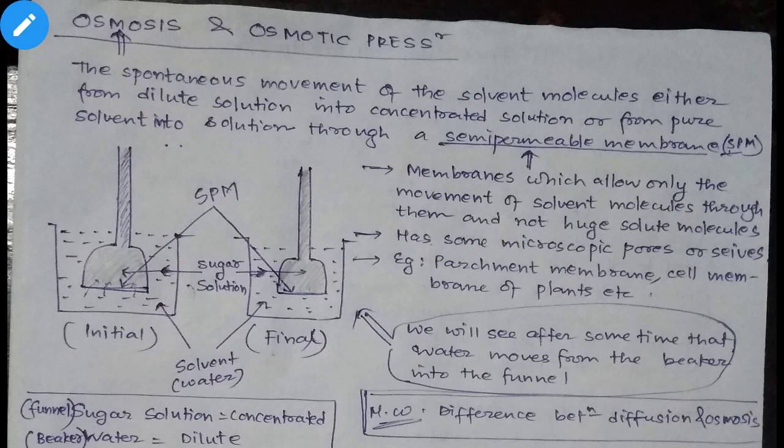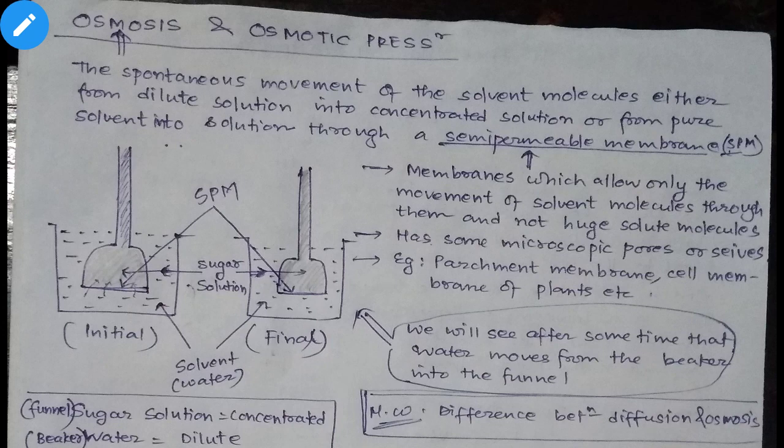In other words, we can say osmosis is also the movement of the solvent molecules from the dilute solution. You know, in a dilute solution the quantity of solute is less than that of the solvent, right? So the movement of the solvent molecules from the dilute solution to the concentrated solution, again through a semi permeable membrane, is known as osmosis. So the definition, better you write down, I have written it over there.